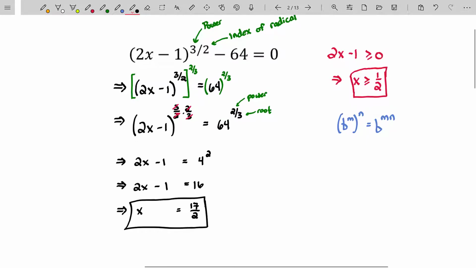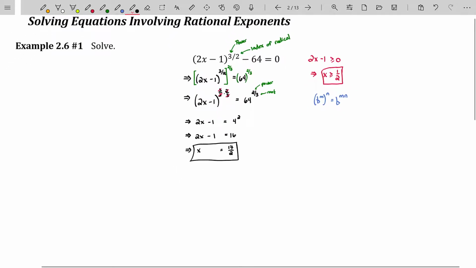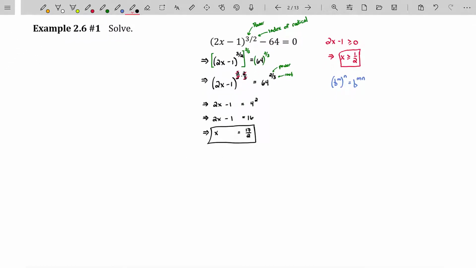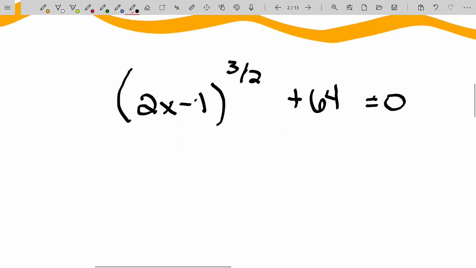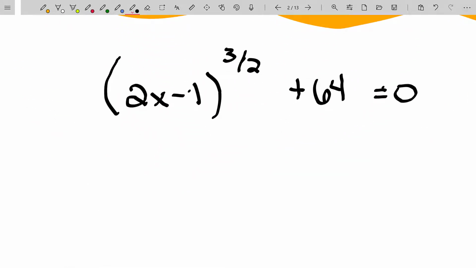Now let me just go ahead and approach that idea of the range issue. Let's pretend for a second that the original equation was this. It's very similar to what we were handed, but this time there's a plus 64 instead of a minus 64. I would still start this problem the same way. I would just say, oh look, 2x minus 1 has to be greater than or equal to 0. Or in other words, that x has to be greater than or equal to 1/2.